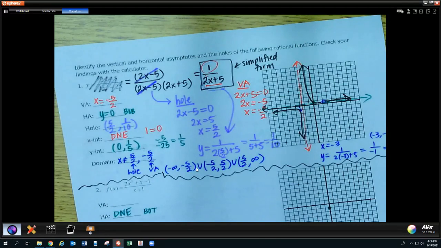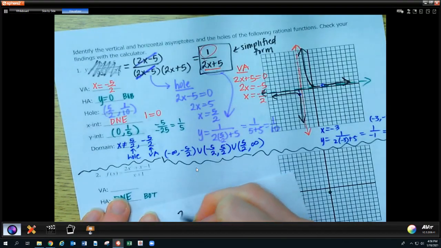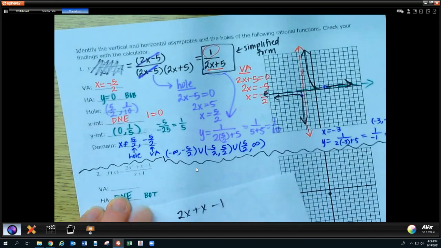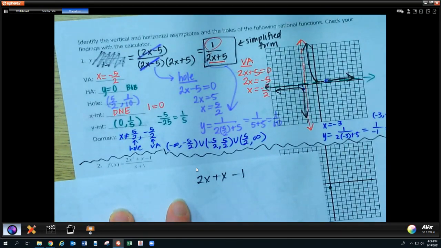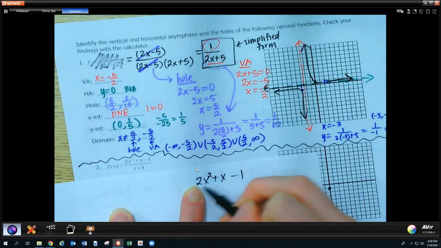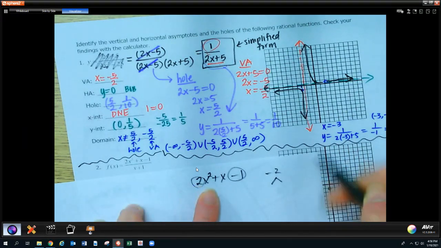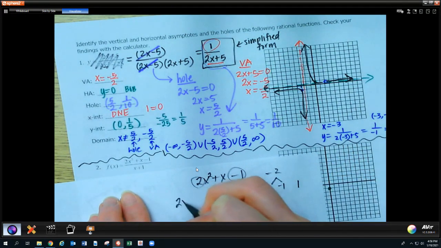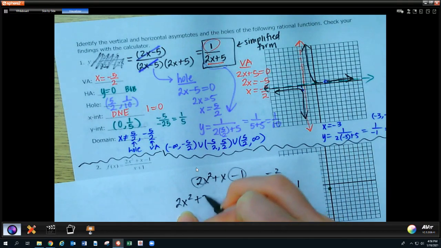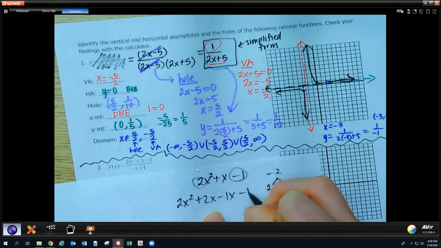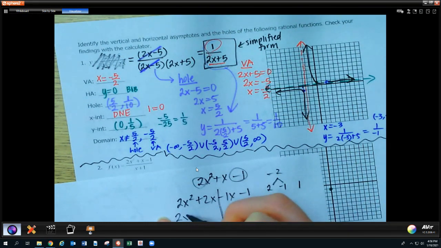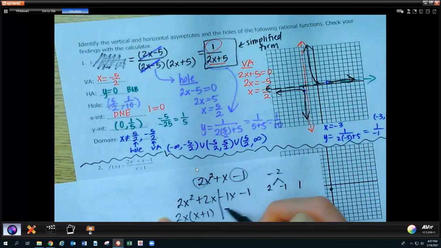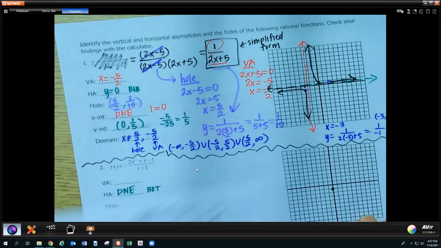And so we need to factor this 2x squared plus x minus 1. We can't use the shortcut because a isn't 1. So a times c is -2. Add to 1. That would be 2 and -1. So split the middle. So 2x squared plus 2x minus 1x minus 1. Factor a 2x. Factor out a -1. And so x plus 1 is one of our factors. 2x minus 1 is the other.